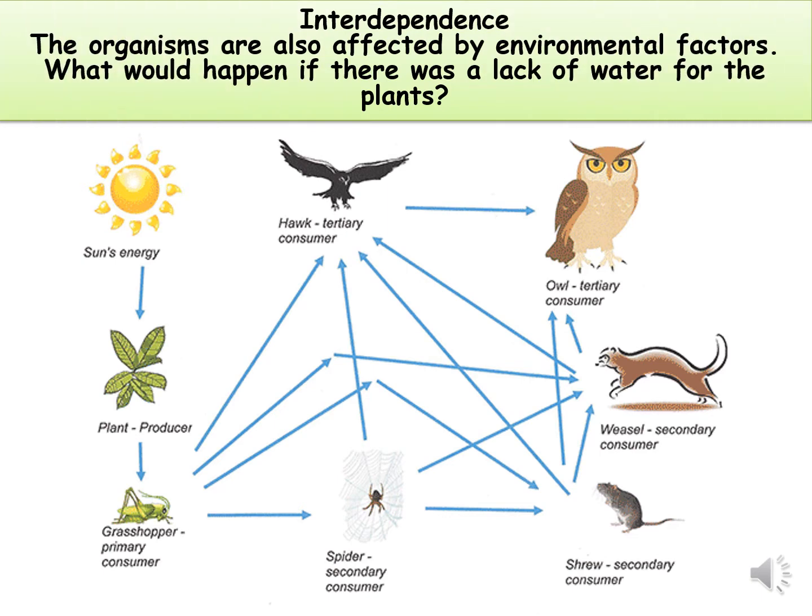Organisms are also affected by environmental factors. What would happen if there was a lack of water for the plants? The number of plants would decrease. This would have a knock-on effect for the grasshopper as they would have fewer plants to feed on, so their numbers would also decrease, which would mean spiders would have fewer grasshoppers to feed on, so their numbers would also decrease. This would continue with the weasel, which would have one less food source.